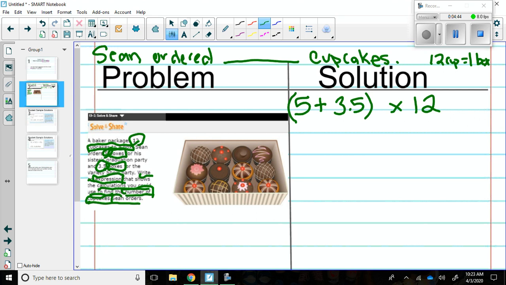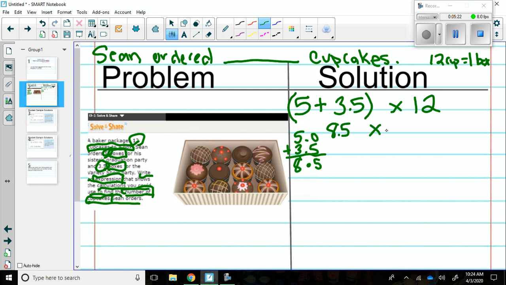Okay, so now I can go ahead and solve the problem. Again, the first thing I want to do is add 5 plus 3 and 5 tenths. Remember, I can add a 0 to the end of a decimal; adding a 0 to the end of a decimal does not add value. So 0 plus 5 is 5. When we're adding or subtracting, we bring the decimal directly down. And then 5 plus 3 is 8. So my total number of boxes is 8.5.